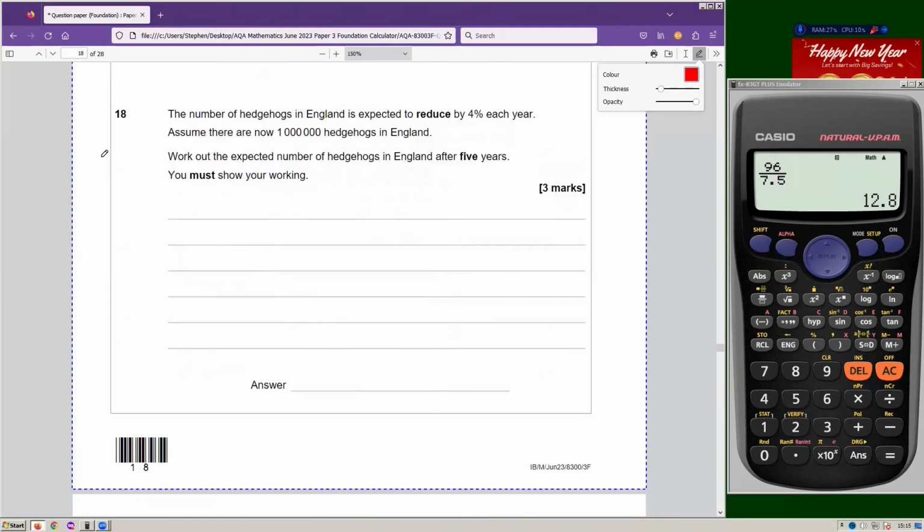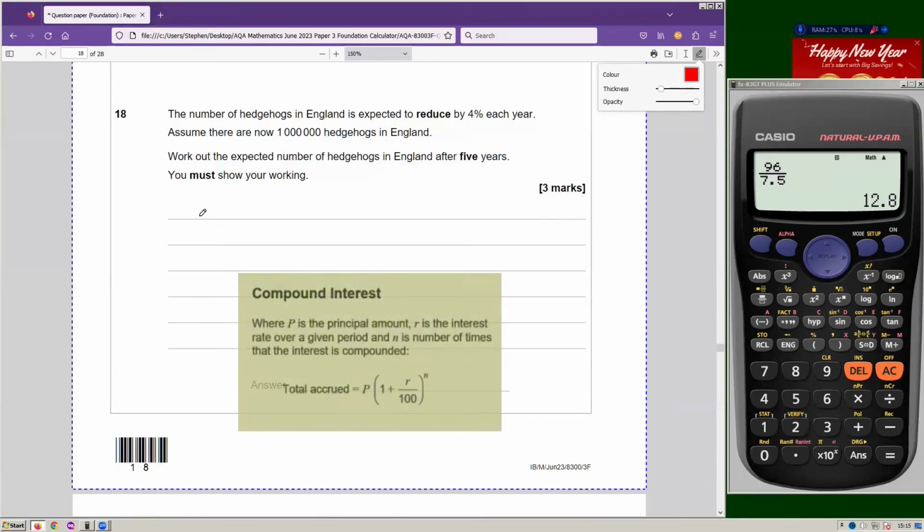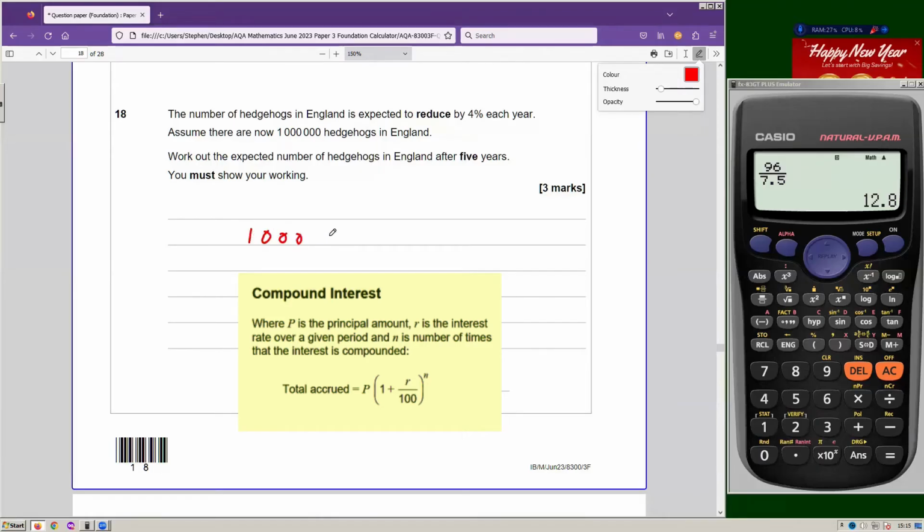The number of hedgehogs in England is expected to reduce by 4% each year. Assume there are now 1 million hedgehogs in England. Work out the expected number of hedgehogs in England after 5 years. You must show your working. Well, there's a formula for this, same as a compound interest one. We start off with 1,000,000. That's our million.